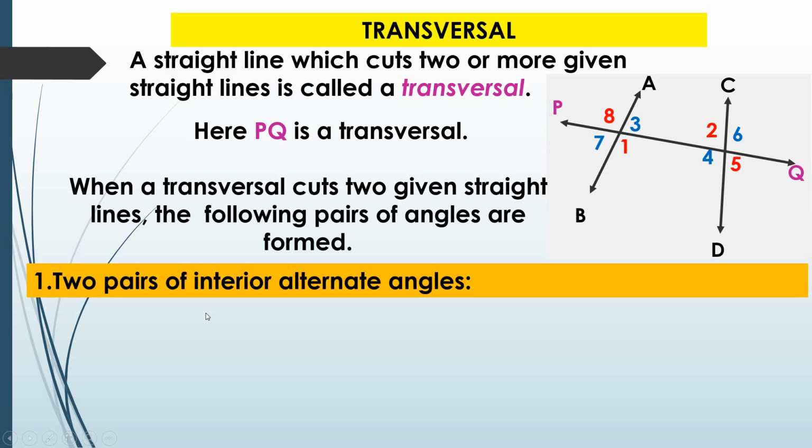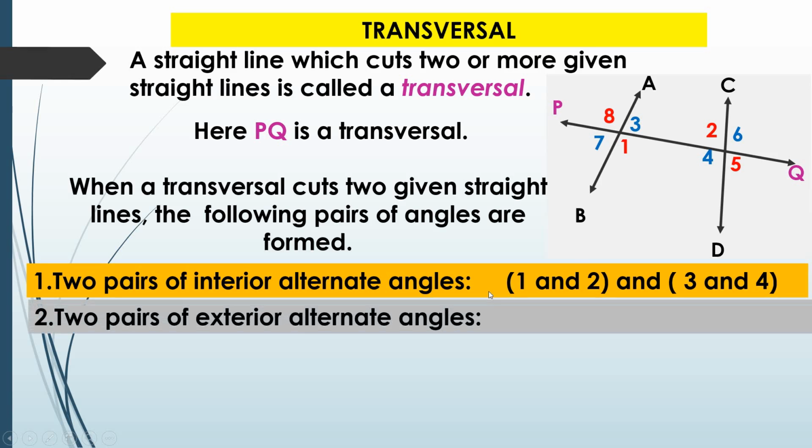The first type of angles are two pairs of interior alternate angles. So this region is called the internal region, which is also called interior region. That means the region between two straight lines. Okay, so the two pairs of interior alternate angles are 1 and 2. They are called alternate because they are on the other side of this straight line transversal PQ. So 1 and 2 is an interior alternate pair, and another pair is 3 and 4.